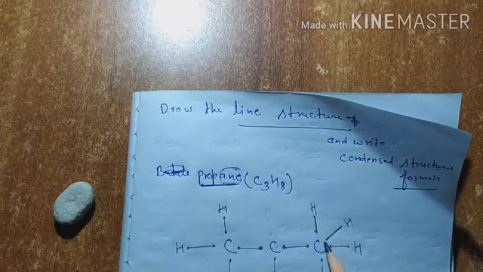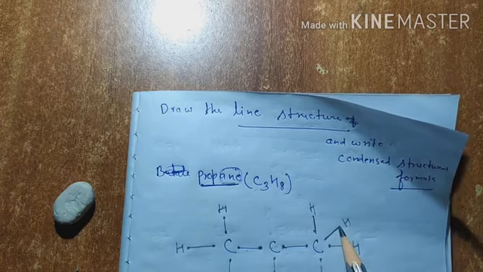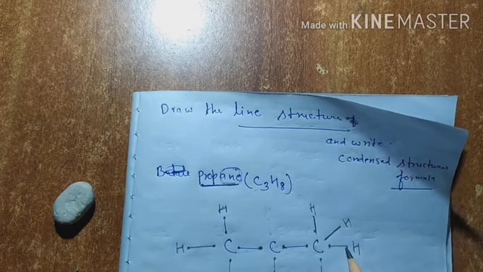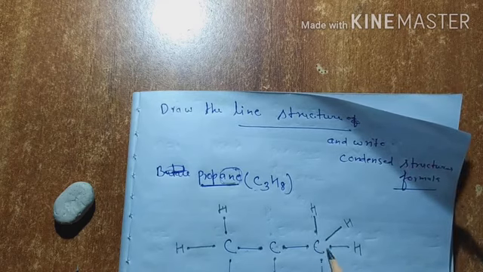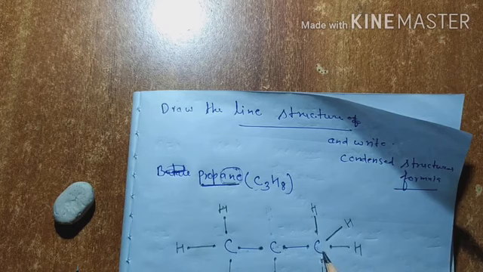I am counting the number of valence electrons. 1, 2, 3, 4, 5, 6, 7, 8, 9, 10. So there are a total of 10 valence electrons on this carbon atom, so this is unstable. In the very beginning, I taught you that you have to count the number of valence electrons. There are 10 valence electrons in the outermost shell of the carbon atom, so this carbon atom became unstable.